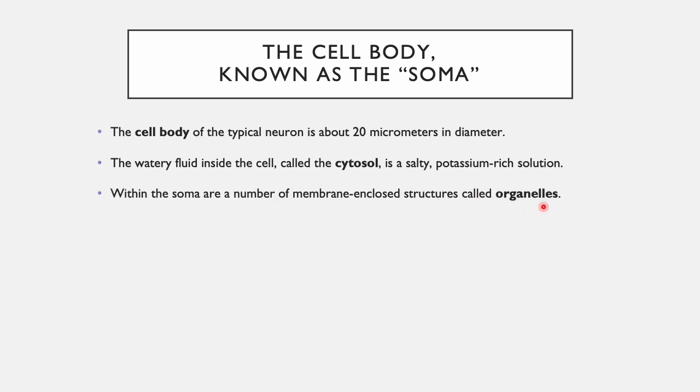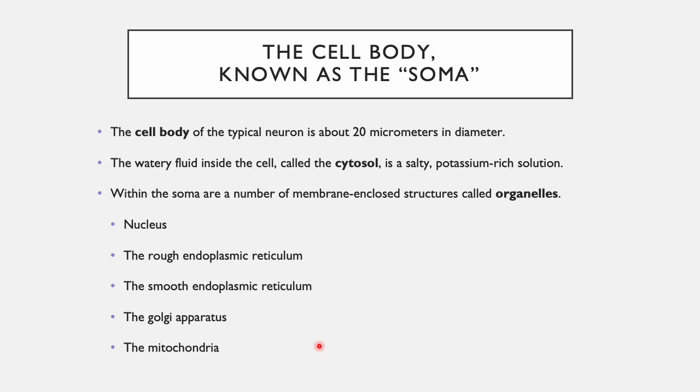Inside of the cytosol, the organelles are these membrane enclosed structures that are floating in the soma. There are several different organelles we're going to discuss, including the nucleus, which holds DNA or the genetic material, the rough endoplasmic reticulum, which is a key site for protein synthesis, the smooth endoplasmic reticulum, the Golgi apparatus, and mitochondria.